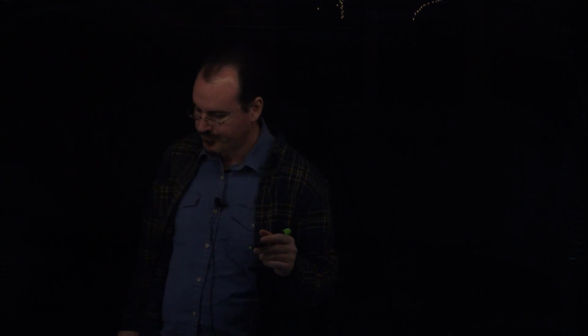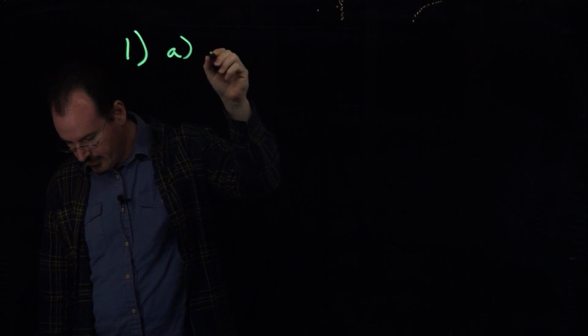Looking at section 4.1, example 1. So hopefully you've read about the constant multiple rule and the product rule for taking derivatives. So let's do these examples. We've got to find the derivative of the following functions.